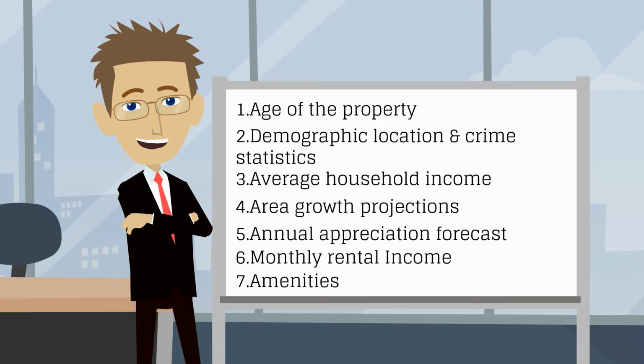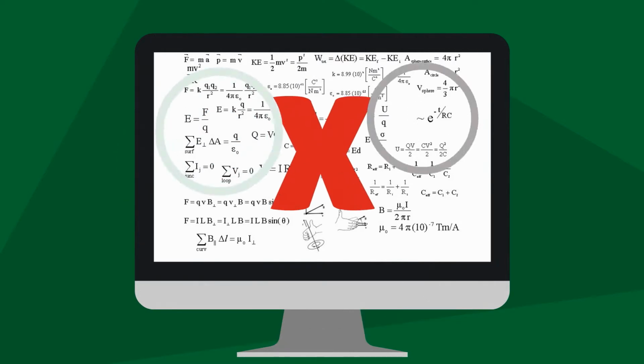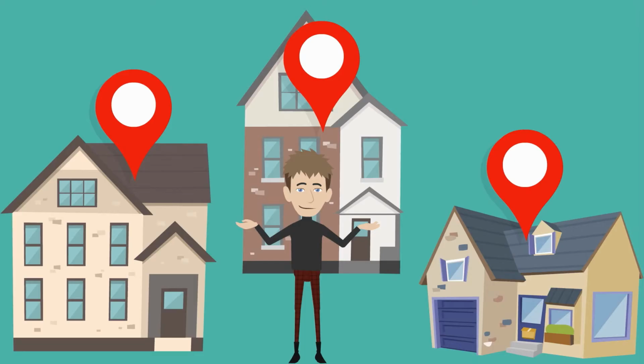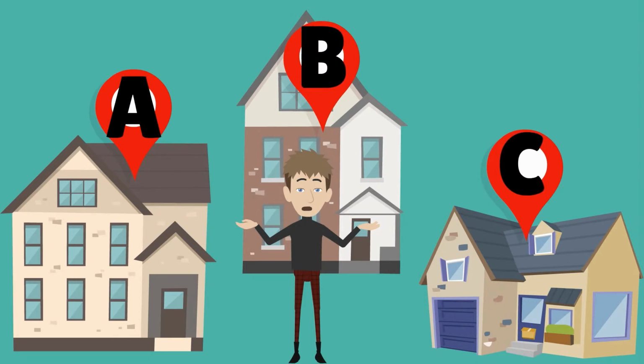There is no precise formula used to place properties into certain classes, but here is a breakdown of how you, as an investor, should consider the difference between A, B, and C class properties. First, we'll start with A class properties.